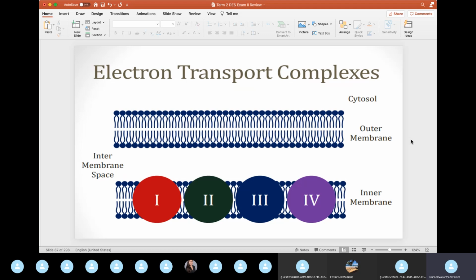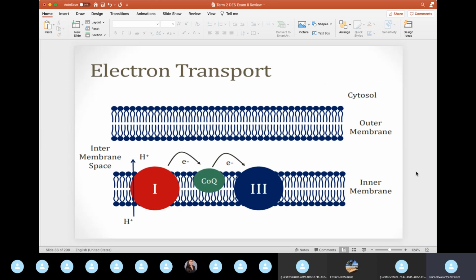Now let's go to the electron transport complex. You have complex 1, complex 2, complex 3, complex 4. We are in the mitochondria. We have the cytosol there. This is the outer membrane of the mitochondria. We have the intermembrane space, which is where the H+ is going to go. And we have the inner membrane.